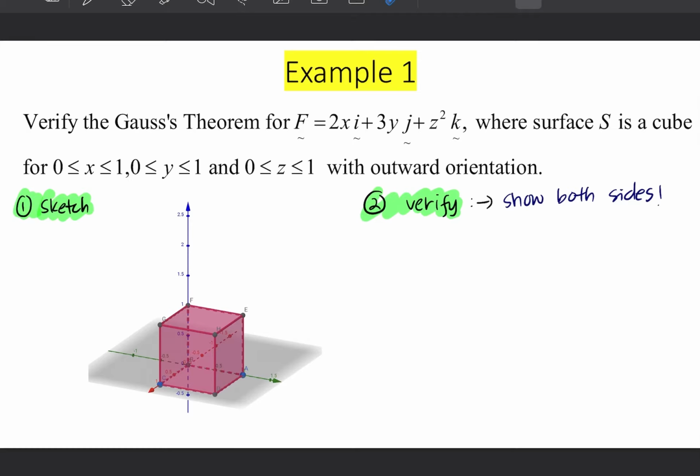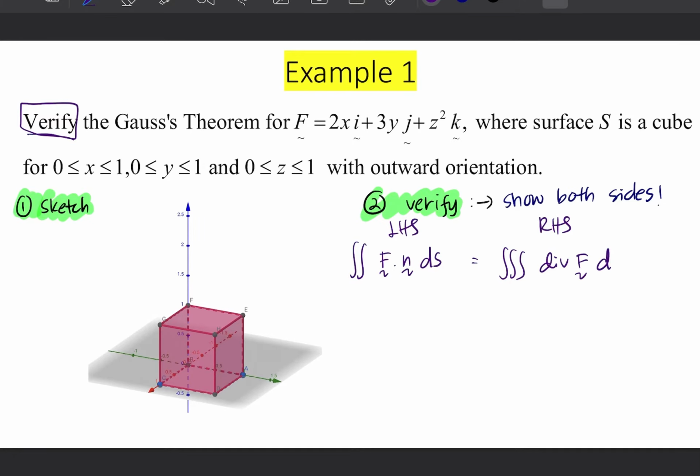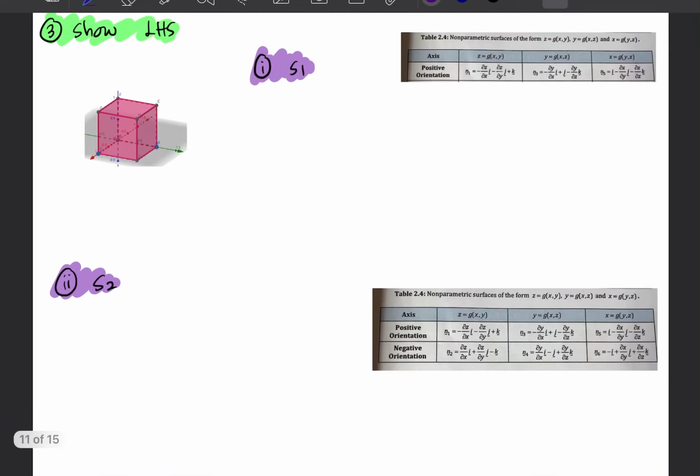Step number 2. The question asks you to verify, so you must show both sides: the left hand side, the surface integral of F dot n dS, equals the right hand side, the triple integral of divergence F dV. First, show the left hand side.